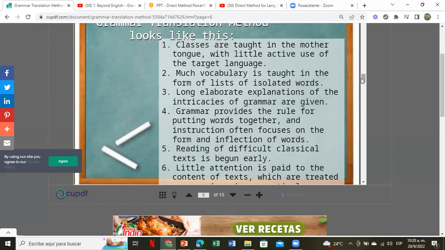So, por eso les decía el ejemplo que se me queda más. Water, water. I said water. But my cousin who lives in Australia, she said water. Is it the same? But my target language is Salvadorian. Okay, Claudia, number 2. Much vocabulary is taught in the form of lists of isolated words. Excellent. So be careful with that.